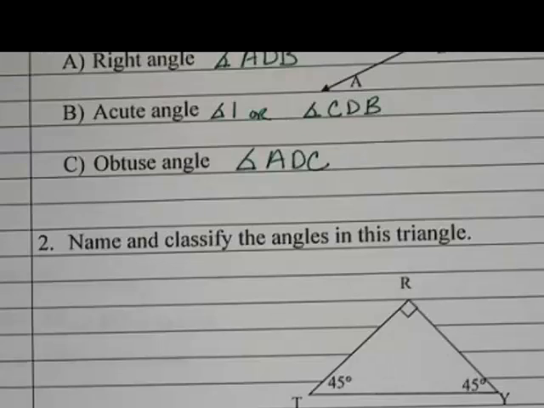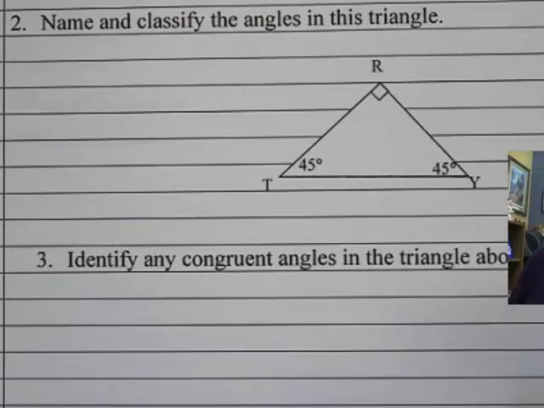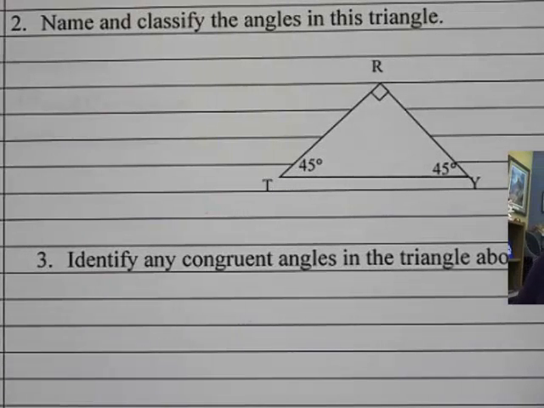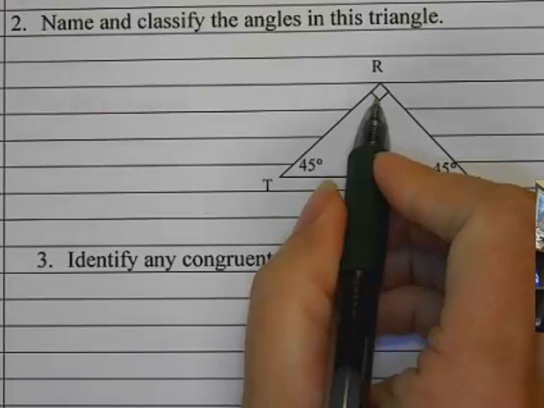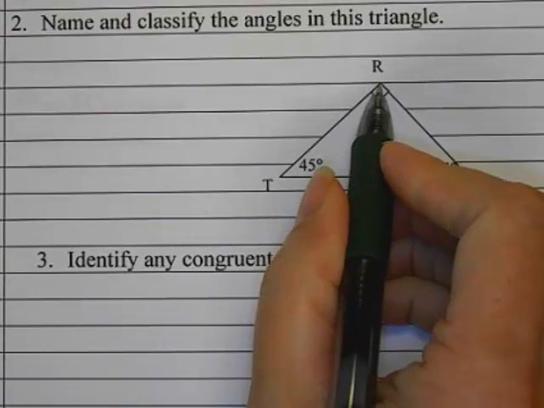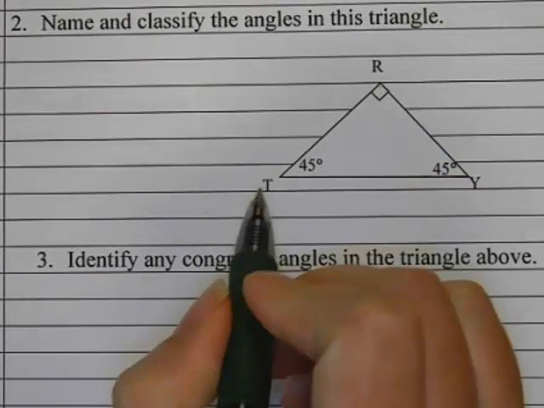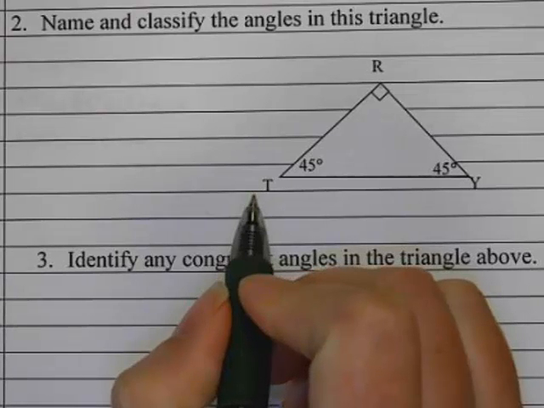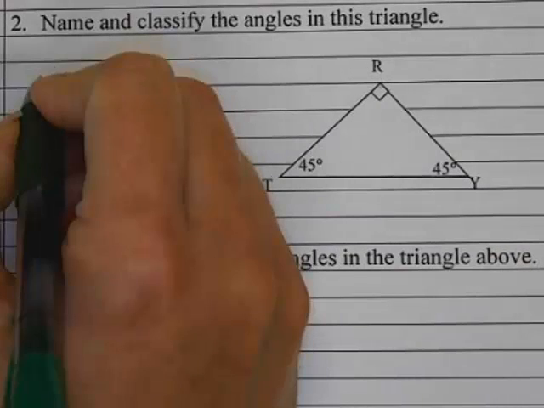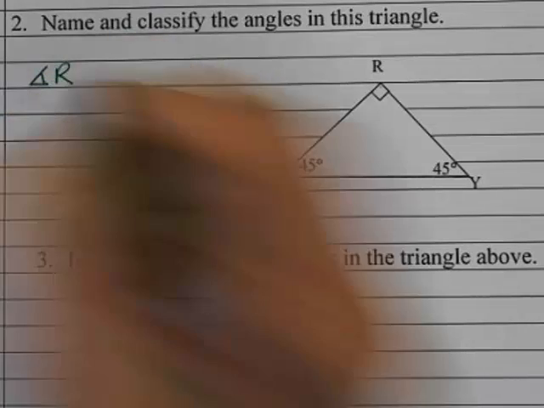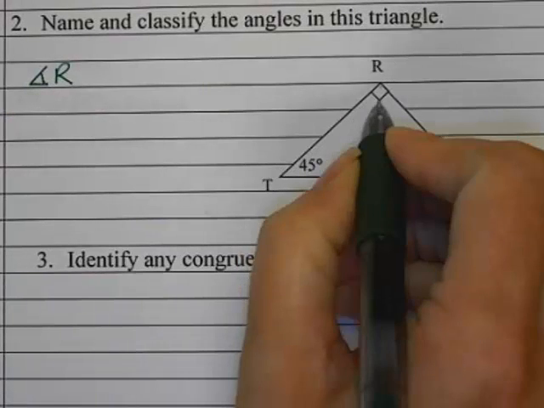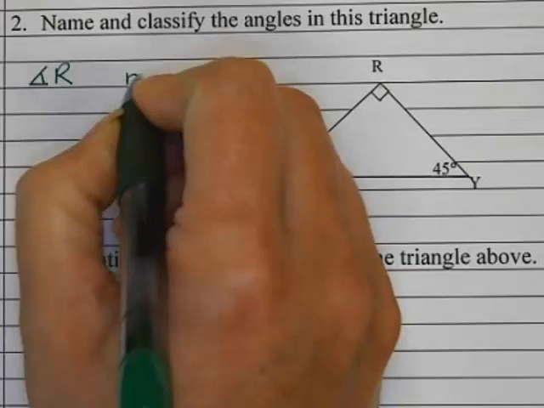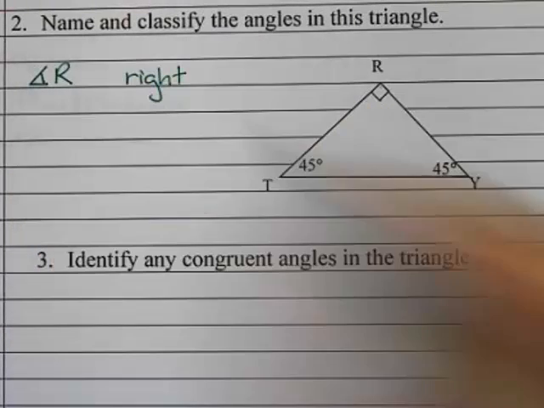Our second example, we're going to name and classify the angles in the triangle. There are 3 angles in the triangle. I'm going to start with this angle here with the vertex R. Remember, if there's no confusion, if there's only one angle at that vertex, then you can go ahead and just call it the vertex name. So let's call angle R. And what kind of classification would we give it? That square indicates that that would be a right angle measuring 90 degrees.